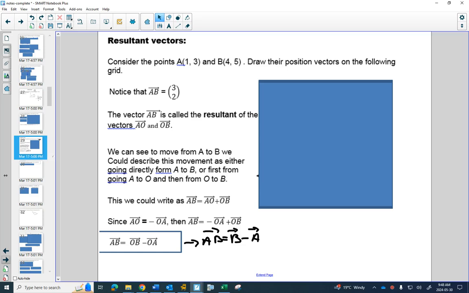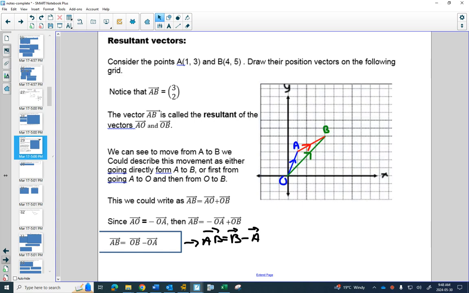Now we're going to consider the points 1, 3, and 4, 5. And we can draw their position vectors. The blue one is the position vector for A, and the green one is the position vector for B. And this is where I think vectors start to get fun, when we start to do some math with vectors. Because every point has a position vector. It's really easy to find the position vector of any point on the graph, because you just have to have the x-coordinate and the y-coordinate.